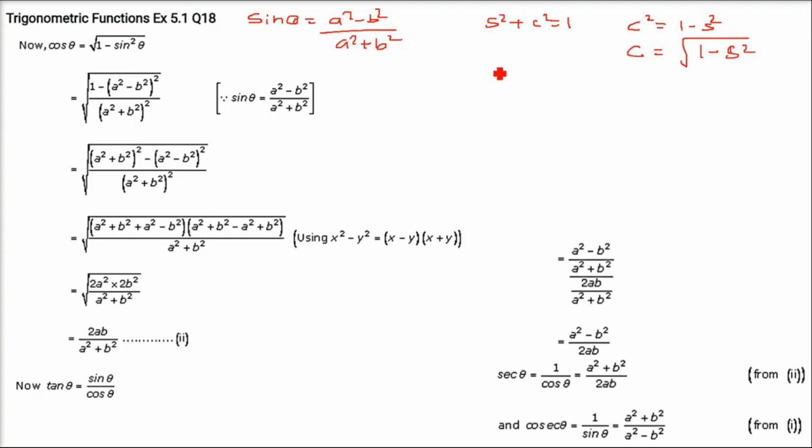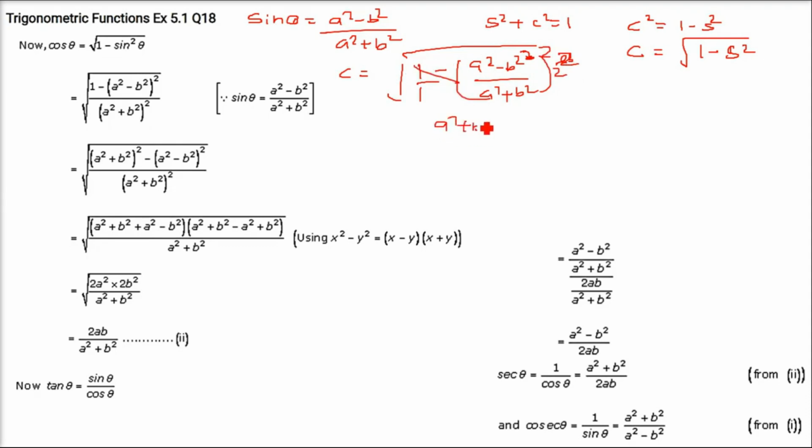So sine theta is given, let us put it here. Cos theta will be under root 1 minus this sine square theta, that is this whole square of this: a square minus b square and a square plus b square whole square. So what do you get here? This is square, whole square, that means this square and this square. So here you get a square plus b square, this is whole square. From here you get minus a square minus b square whole square. And then in the denominator you get a square plus b square whole square. And here the root is also already there.